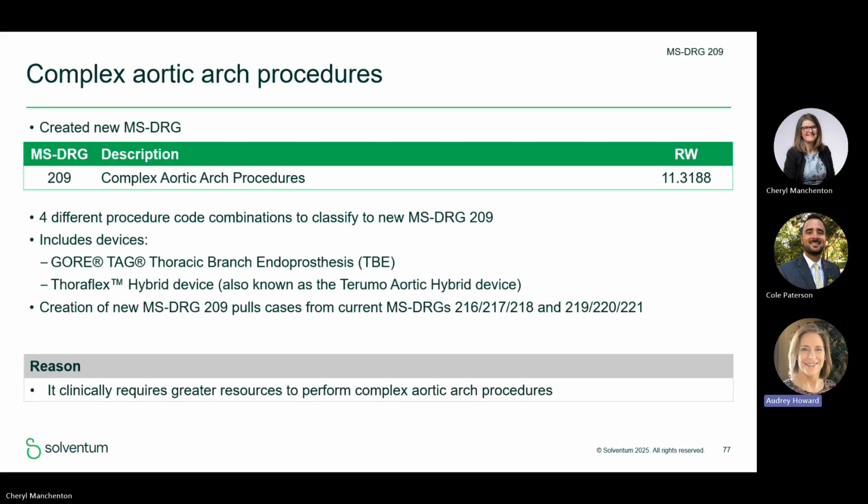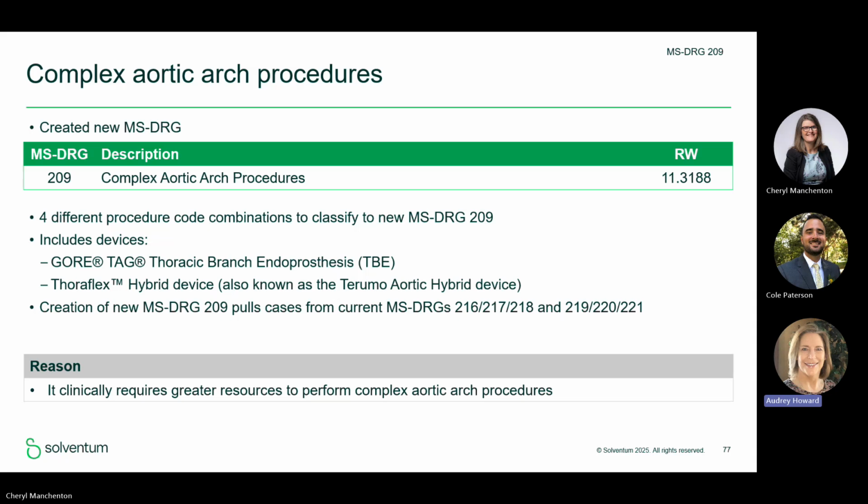Okay, another new DRG still within MDC 5 for circulatory is the new MS-DRG 209 for complex aortic arch procedures. And notice the relative weight on this one, 11.3188. So extremely high relative weight for this procedure. But this is the reason why, because it's complex. It's a complex type of procedure, and in fact, it's a couple of different procedures that are being performed to be able to get into MS-DRG 209.